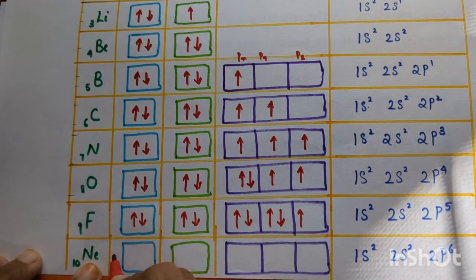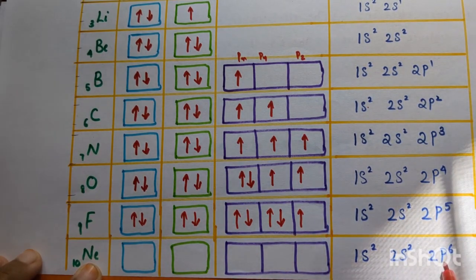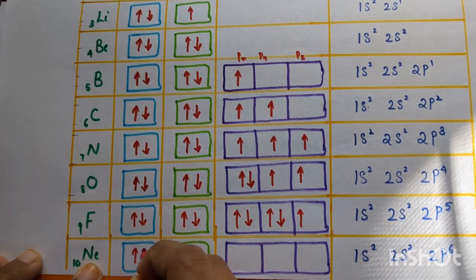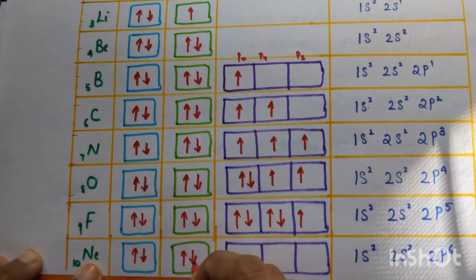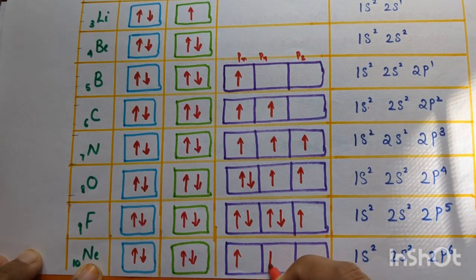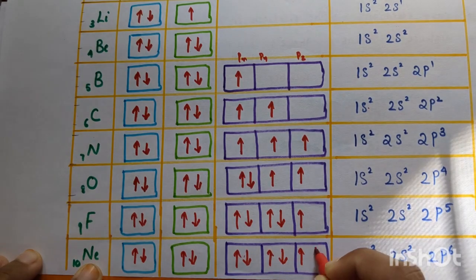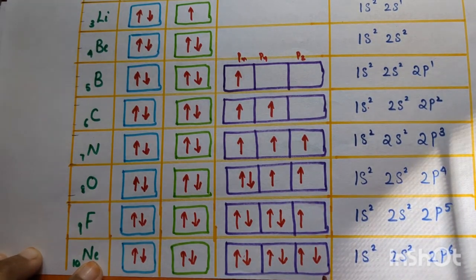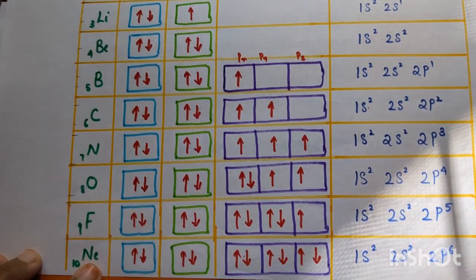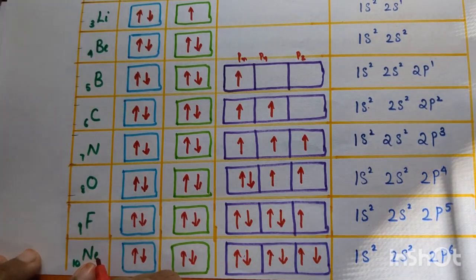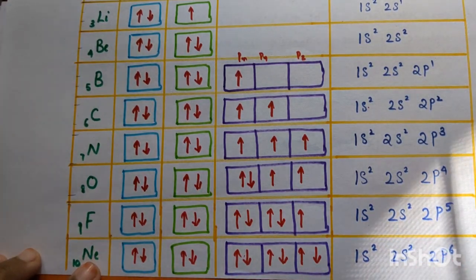Okay, now neon atomic number is 10, so 1s2, 2s2, 2p6. So first 1 electron per orbital, then pairing 1, 2, 3. Okay, so you see, this is the orbital picture of elements. So you see the electronic configuration of neon is 1s2, 2s2, 2p6.